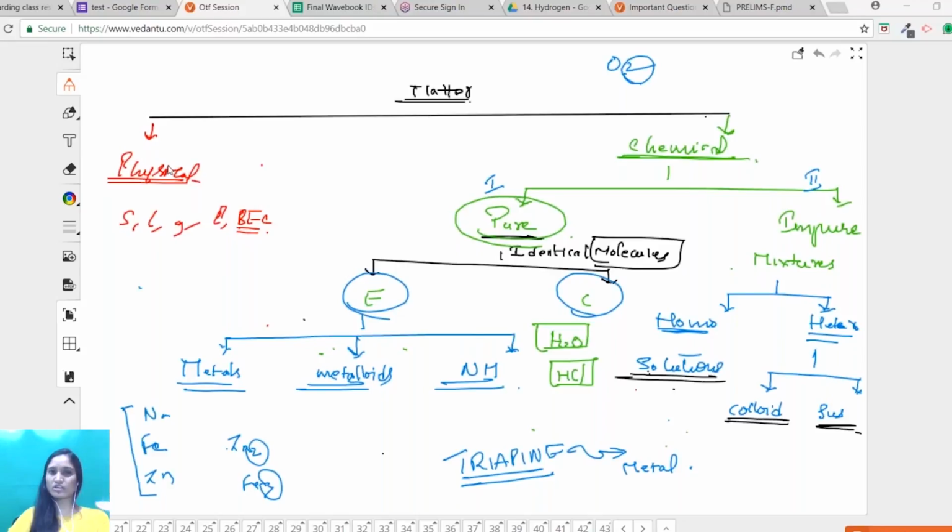I think, Yashika, you're talking about examples of metals, and I have written it. If you're talking about some other examples, please do let me know.